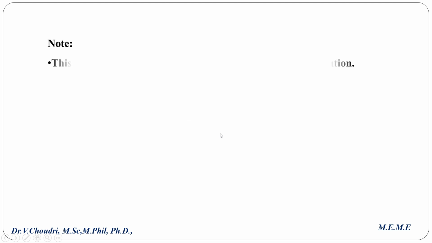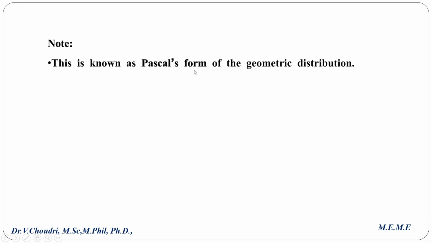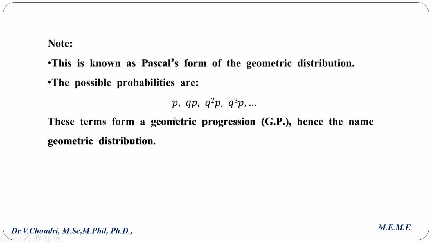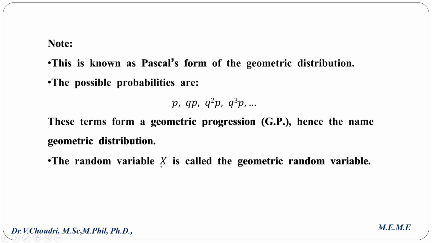Let us see the note. This is known as the Pascal's form of the geometric distribution. So what we have seen is that the geometric form is Pascal's form. The possible probabilities are given by the formula p, qp, q square p, q power 3 p up to infinity. So this looks like what? Geometric progression. That's why the name of the distribution is geometric distribution. So the random variable x follows the geometric distribution, and that's why x is called a geometric random variable.